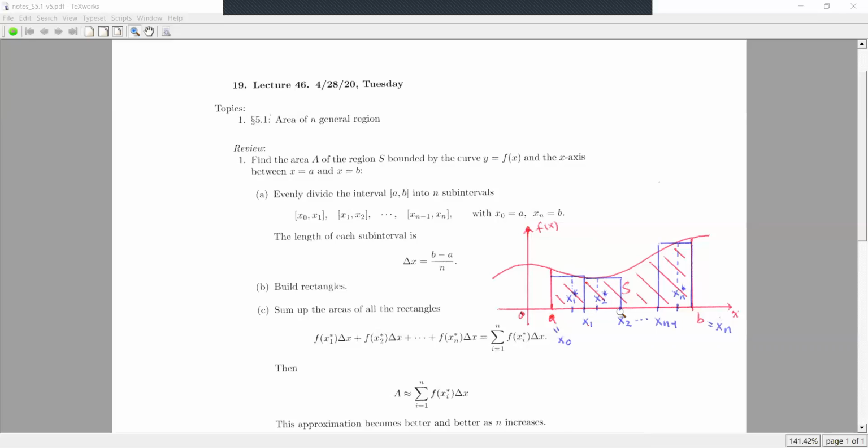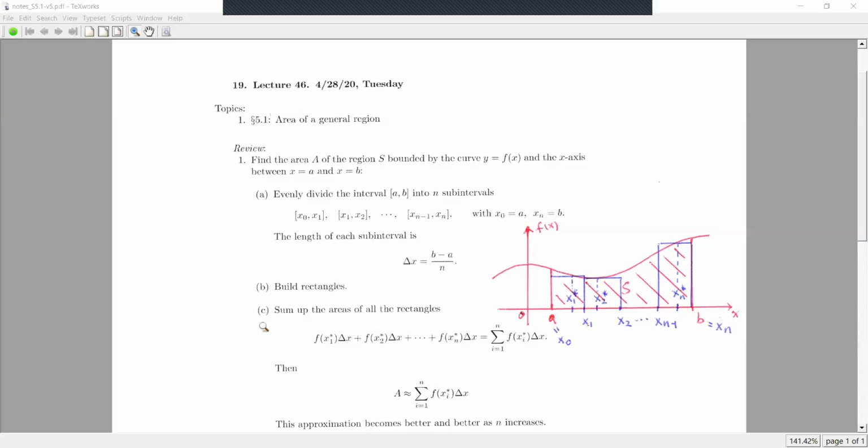Over the second subinterval, arbitrarily pick a point, x2 star. Again, this point usually is the left end point, right end point, or the midpoint of the second subinterval, but it can be any other point. Now use the function value at x2 star as the height to build one rectangle. Do the same for the remaining subintervals, build rectangles.